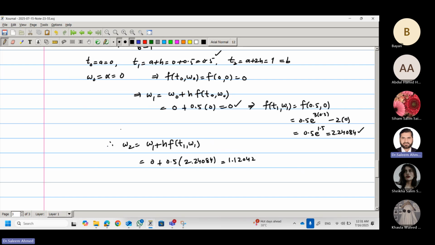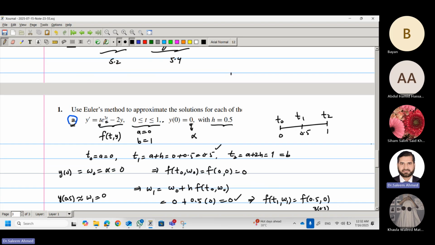This is the value at. So see, W1 is Y at 0. W1 is the approximation at T1. It's approximated by W1, which is also 0. And this is Y2. Y at 1 is approximated by W2, which is 0. So this gives you the approximation of Y at the last point, which is 1. So these are the three approximations, only 2 iterations.